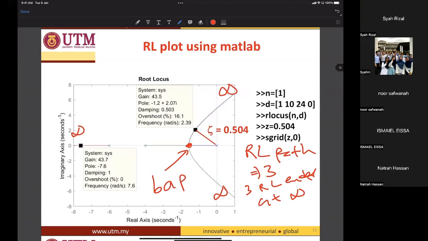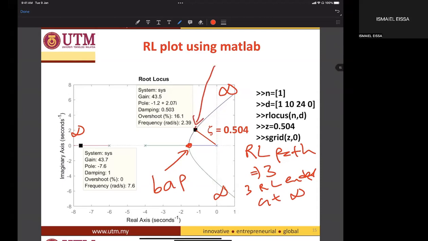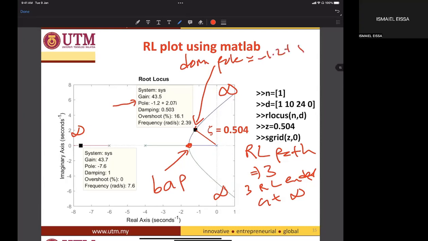Okay, what else? Ismail, what else? From the graph, the intersection point with the imaginary axis has a dominant pole at negative 1.2 and 2.07. Then the damping is 0.503.